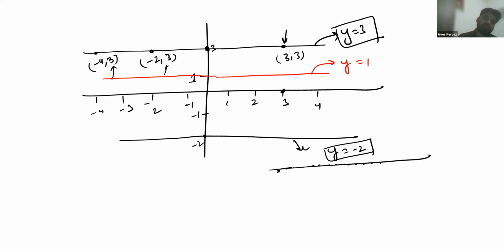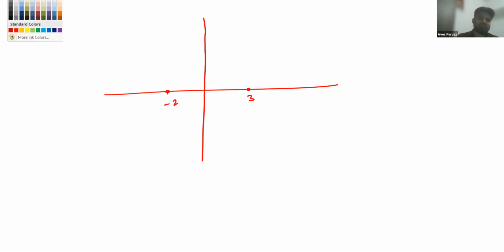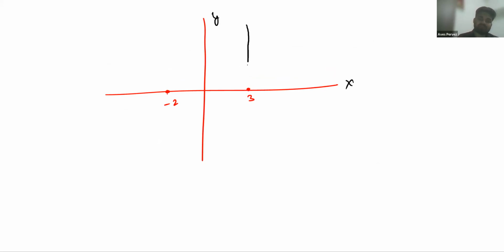Now, if a line is parallel to the y-axis and passing through 3 of x, or minus 2 of x, then you know this is the x-axis and this is the y-axis. The line is parallel to the y-axis but passing through 3 of x. What should be the coordinate of this? What should be the equation for this line?